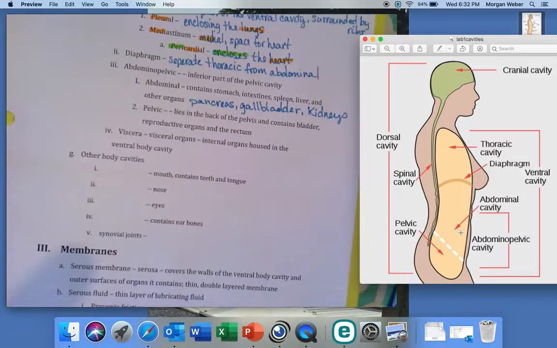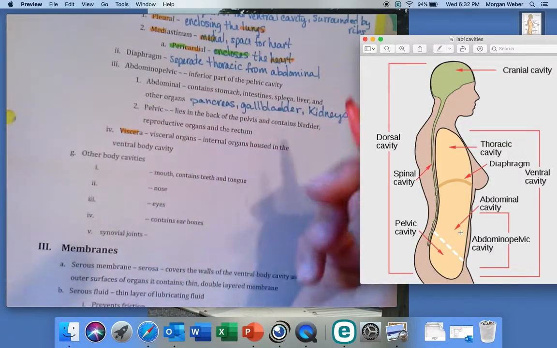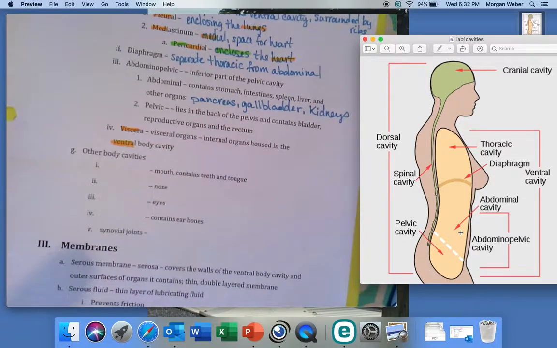Okay, so when we did ventral, viscera, again, are my ventral organs. So it's just another way of saying front.